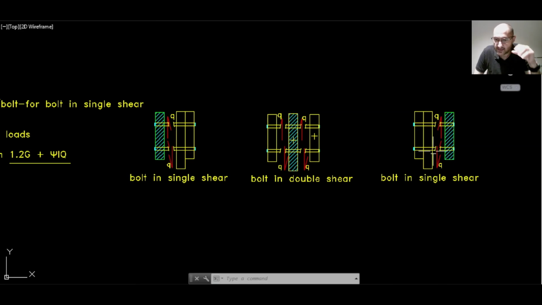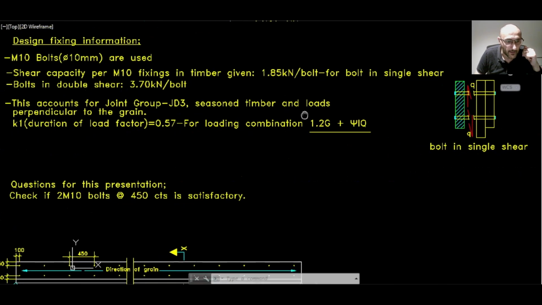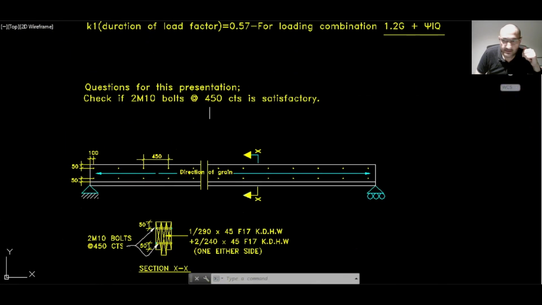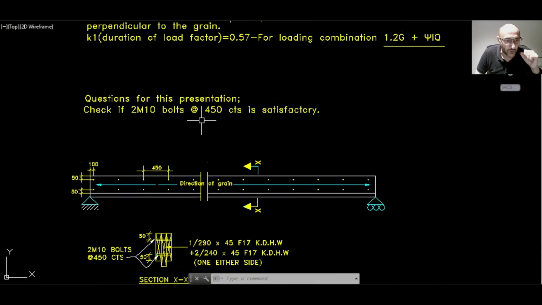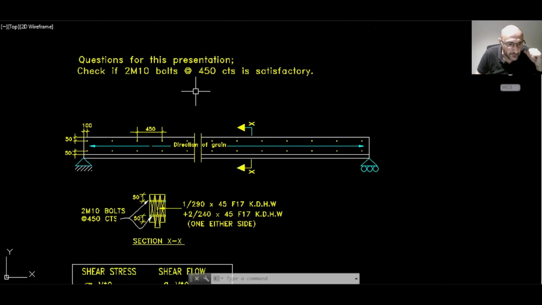And of course, the last detail is very similar to the first one. We have a single shear through the bolt. And this is very important to note because we will need to use this as part of our example. We will speak a little bit about it as we go through the example. Okay, what else do we have?